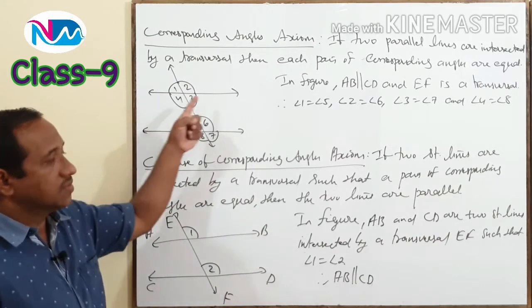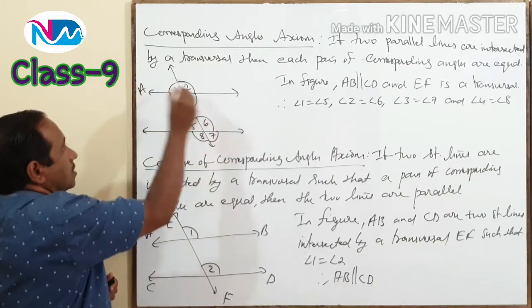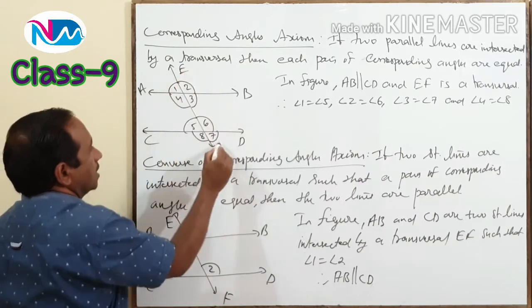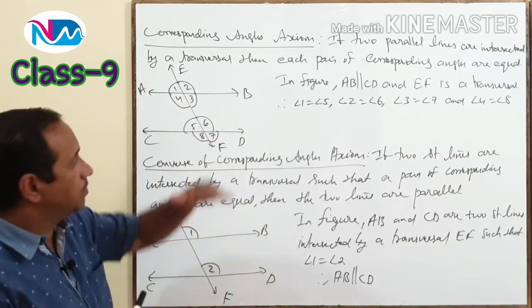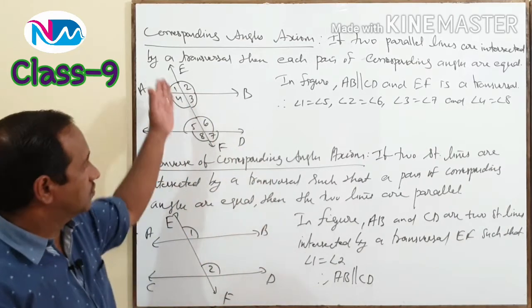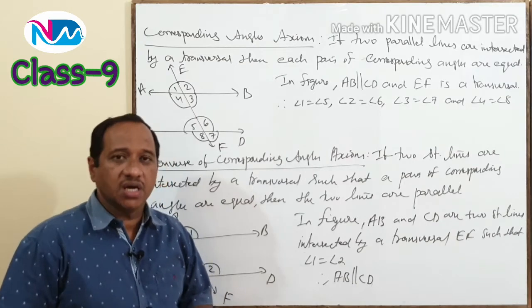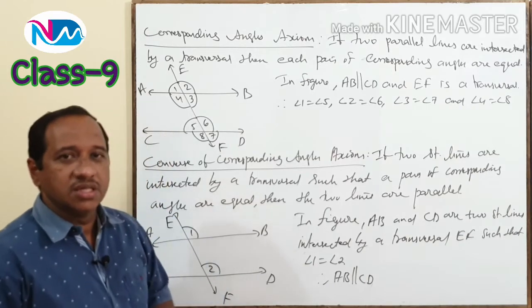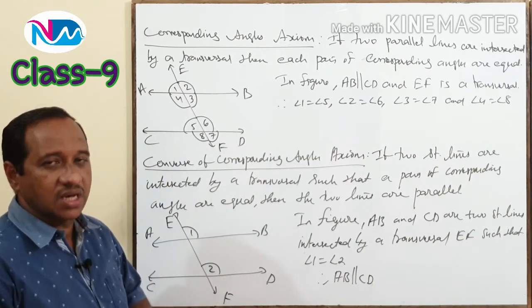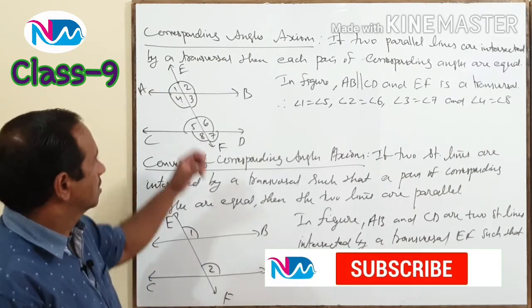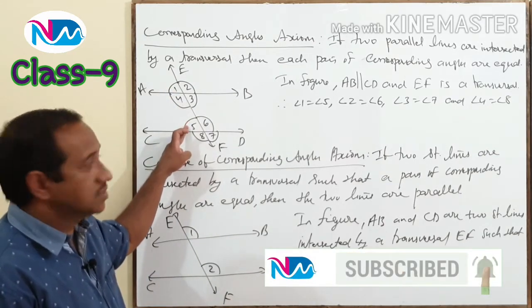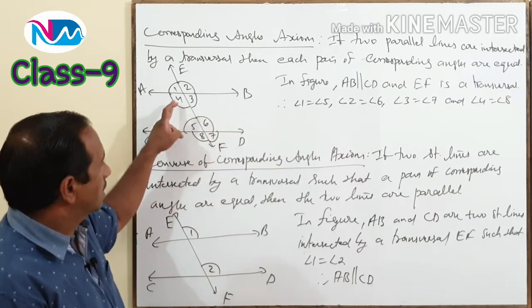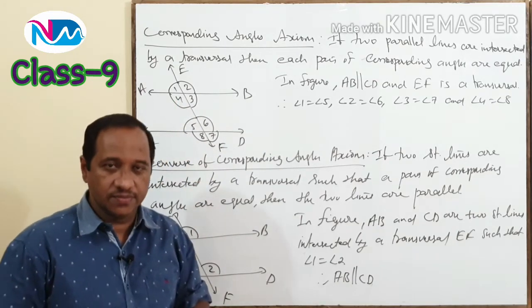In the figure, we have two straight lines AB and CD intersected by a transversal EF. That is, AB is parallel to CD and EF is a transversal. As a result, we have four pairs of corresponding angles. According to the corresponding angles axiom, these four pairs of corresponding angles are equal. Therefore, in the figure, angle 1 is equal to angle 5, angle 2 is equal to angle 6, angle 3 is equal to angle 7, and angle 4 is equal to angle 8.